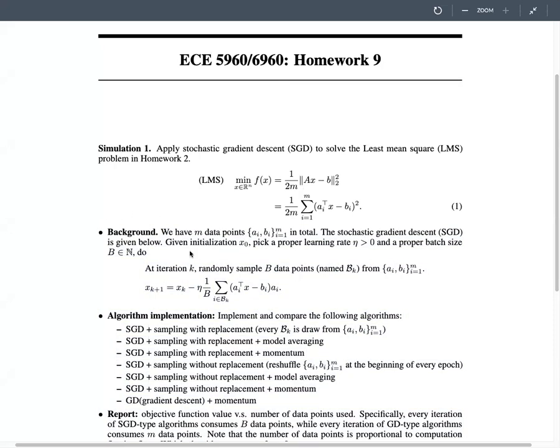So what is SGD? We are going to explore many different schemes associated with SGD, many hyperparameters and many different sampling schemes.